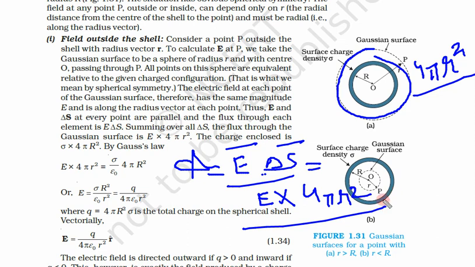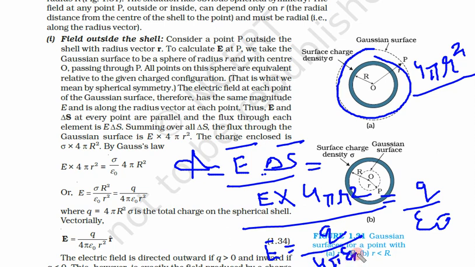From Gauss law, it must be equal to Q upon epsilon naught. Now let us see what E is here. E is simply equal to Q upon 4 pi epsilon naught r square. So here you can see that it is equal to what we calculated from Coulomb's law.